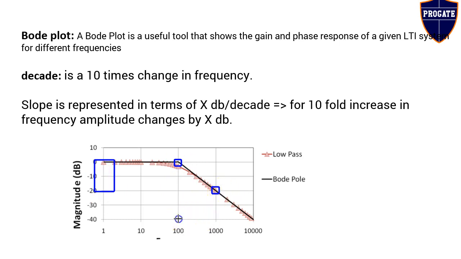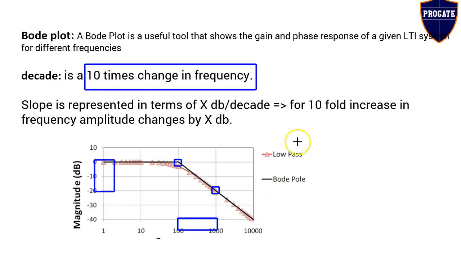And the change in x, delta x, is a 10 times change of frequency. It is like 1000 minus 100, a 10 times change in frequency, that is a decade of frequency. Hence the slope is written as x dB per decade. So generally the slope is mentioned by the side of the line. If it is mentioned as x dB per decade, it means that for a tenfold change in frequency, the amplitude changes by x dB.